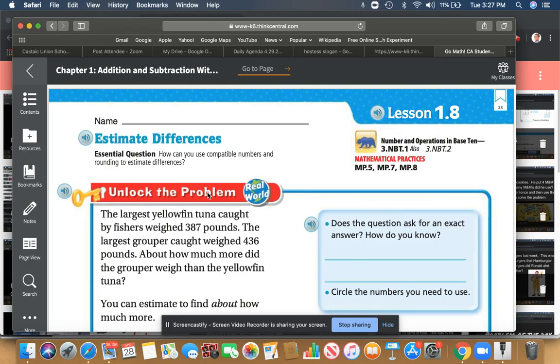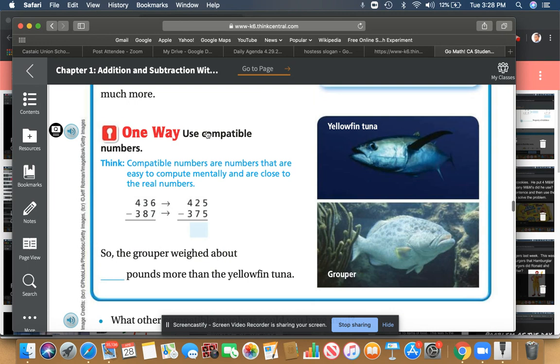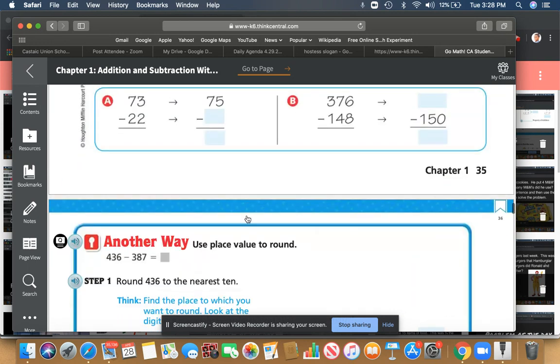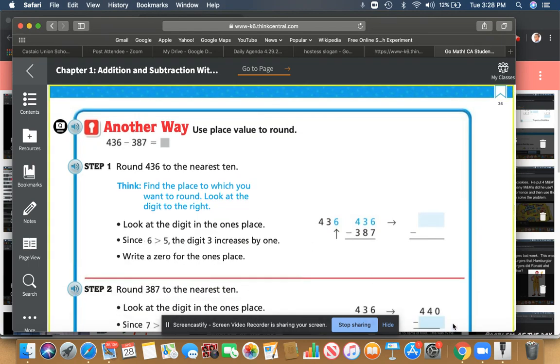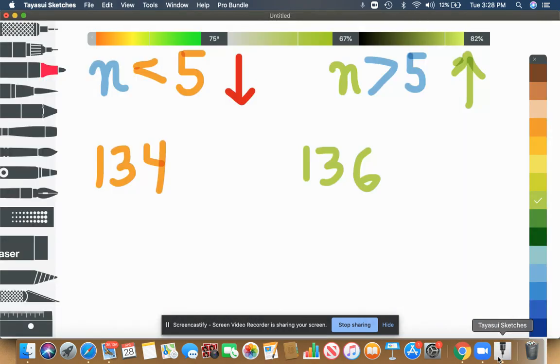Now, today we're looking at lesson 1.8 in our Go Math books, estimating differences. That means we're estimating subtraction problems, because a difference is the answer to a subtraction problem. Let's take a look at how we're supposed to do that. One way they're talking about is using compatible numbers, and they also talk about using place value to round to subtract. Now, first I'm going to talk about rounding.